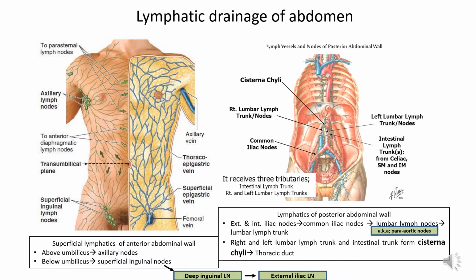Lymph from the deeper structures of the anterior abdominal wall above the level of the umbilicus follows the deep arteries back to the parasternal nodes along the internal thoracic artery. From parasternal nodes, the lymph is drained into the bronchomediastinal trunk. The right bronchomediastinal trunk drains lymph into the right lymphatic duct, and the lymph from the left bronchomediastinal trunk drains into the thoracic duct.